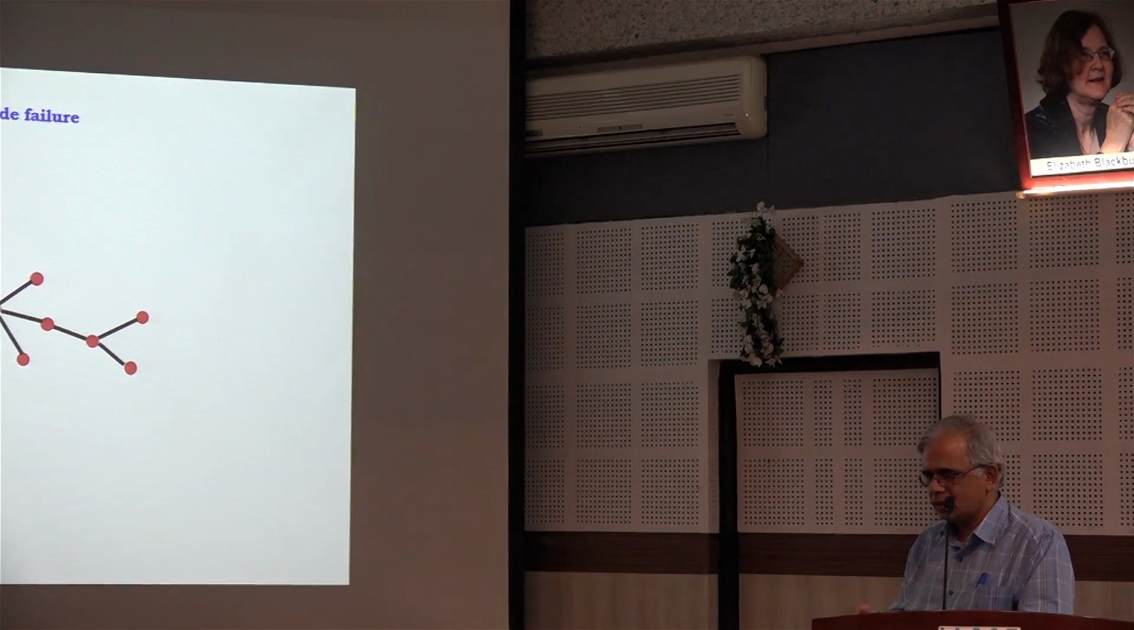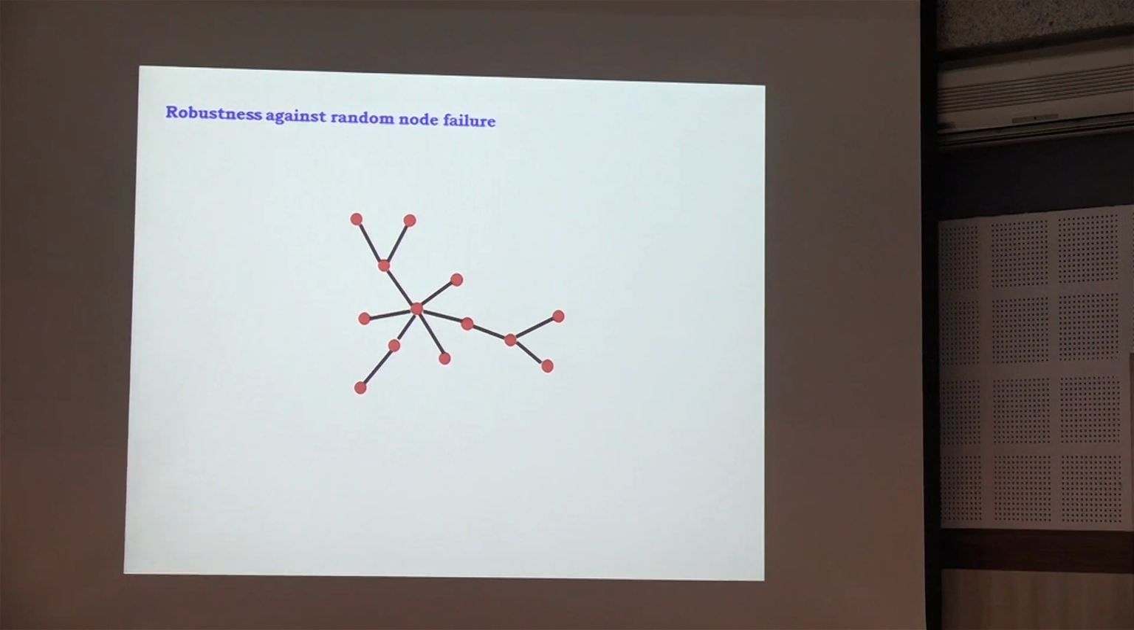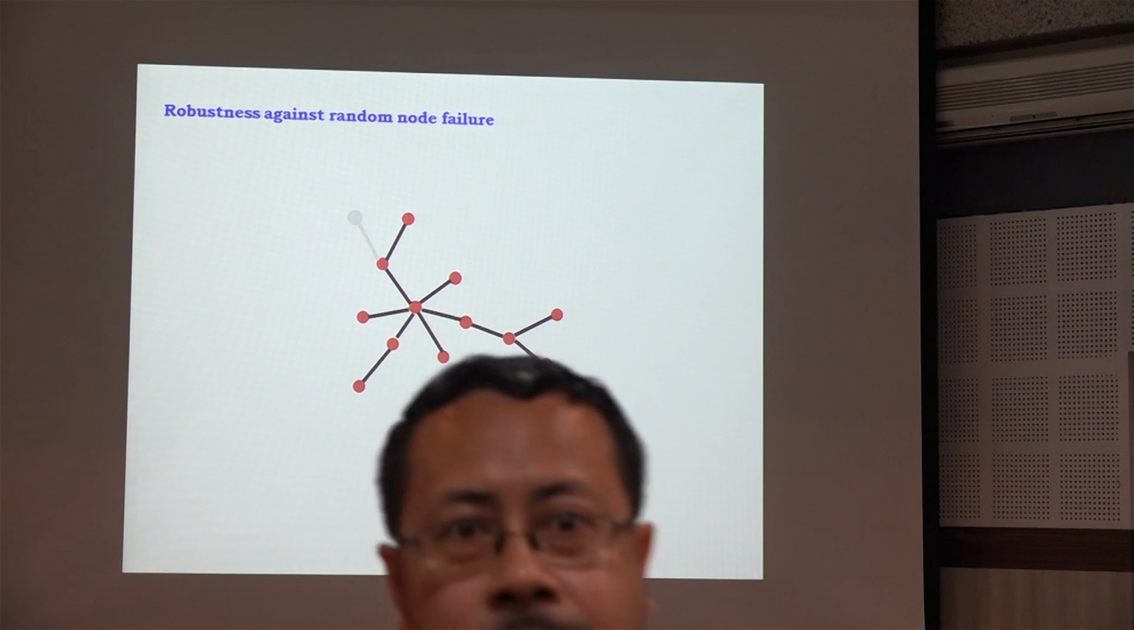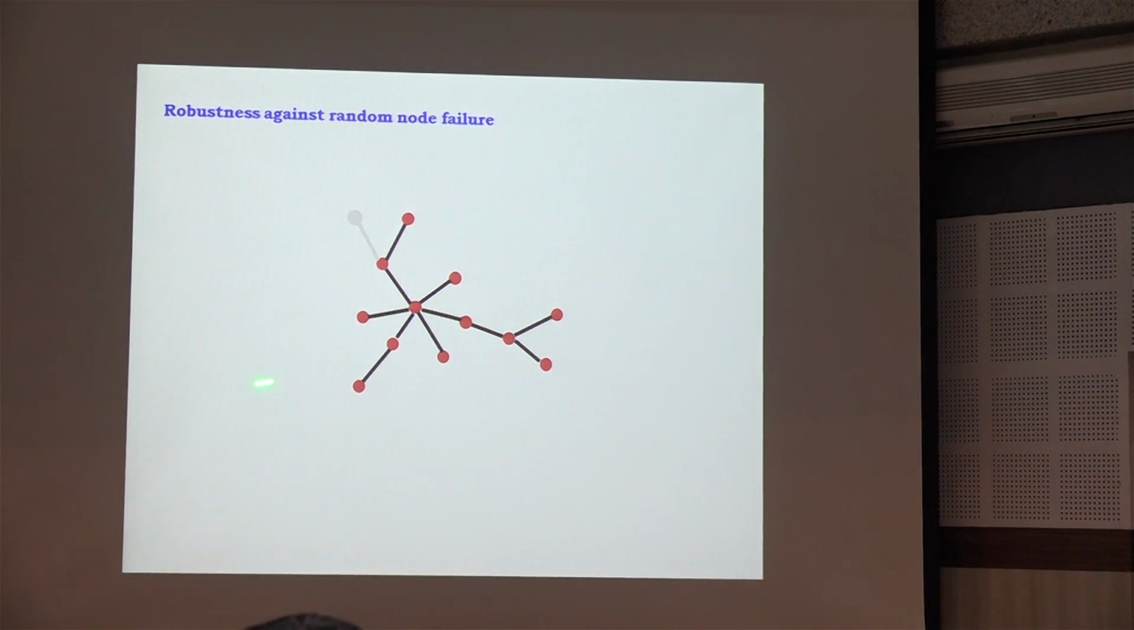And let us try to do this here. In this case, we will try to see how random nodes, when they fail, what effect it has on the network. For example, if this node fails, the overall network topology does not change very much. If this node fails, the topology does not change very much. If this node fails, the overall topology does not change very much.